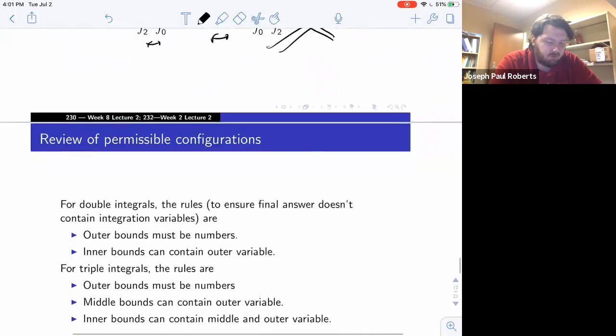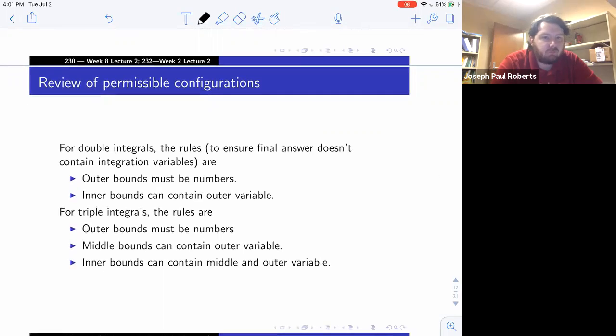well, I guess I can review that for triple integrals. Just to refresh your memory on where variables are allowed to be for triple integrals, your outer bounds have to be numbers. Your inner bounds can have the outer variables. So that's the rule for double integrals. For triple, the outer has to be a number, the middle can have the outer, and the inner can have the other 2.